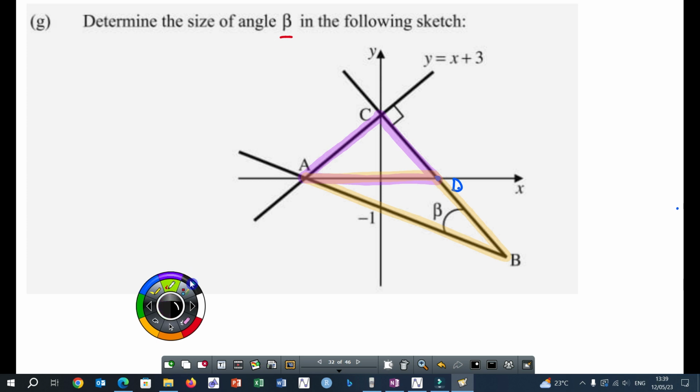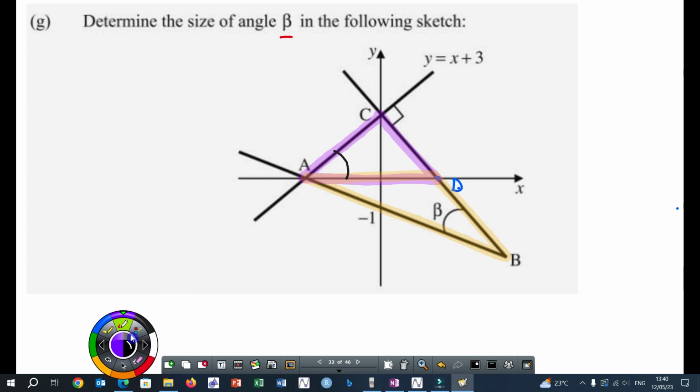First, I'm going to determine this angle of inclination. I can give it any name I want, so I'm going to call it CAD. I'll start by saying m for AC, MAC, is equal to 1. Where am I getting that from? From the equation. MAC means the gradient of AC; 1 is the coefficient of x there.